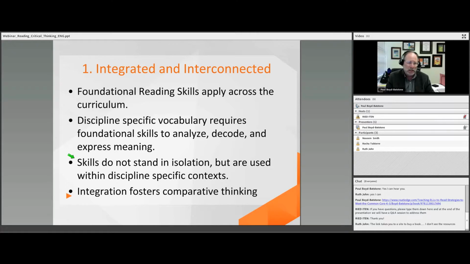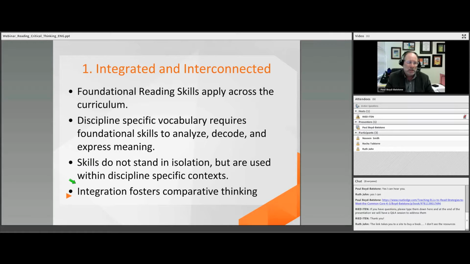Let me also add that skills do not stand in isolation, but are used within disciplines, within specific contexts. We want to bring these together and surround our words, and I'll be talking more about the contextual piece. But oftentimes we think if we just teach words in isolation, we'll have a collection of words. But they hang together in a discipline, in a context, so it makes much more sense to integrate that vocabulary instruction in an interconnected way.